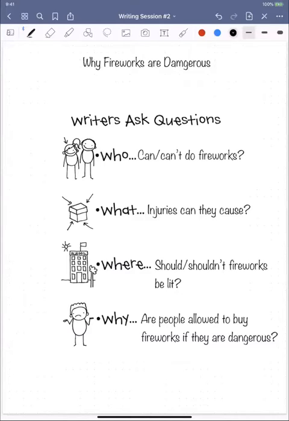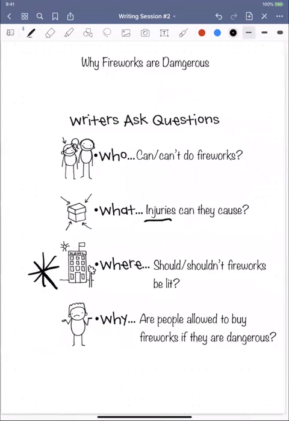When you look at all my questions, they all should connect back to my main topic of why they're dangerous. So if there are only certain people of certain ages that can use fireworks and there's a child using a firework, could that be dangerous? Yeah, so that goes with my who question. The word injuries tells me right away, yep, that could be something that's dangerous. Where should they be lit, right? If they're being lit inside of a building, that's not safe. And then why? Why are we allowed to buy them if they're dangerous? So I think the best place for me to start is going to be right here with my where question. Where should or shouldn't fireworks be lit?